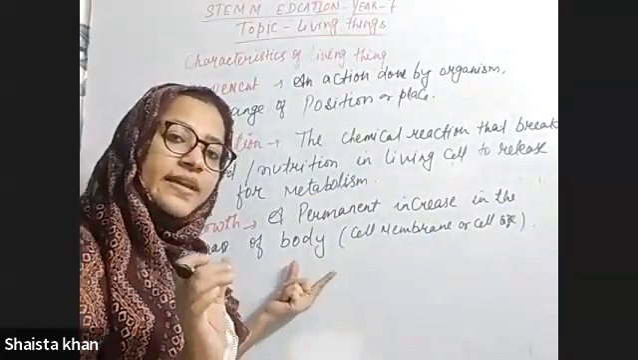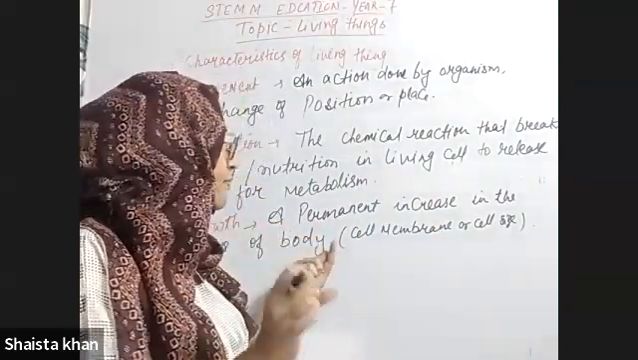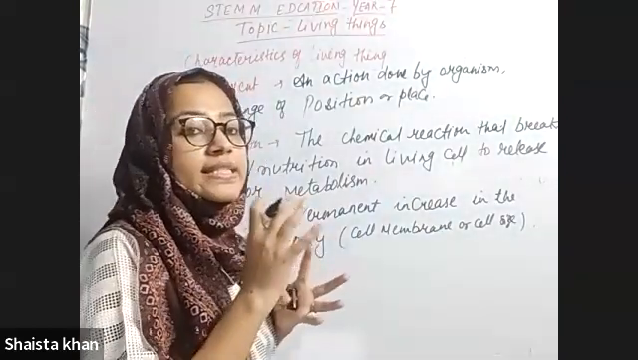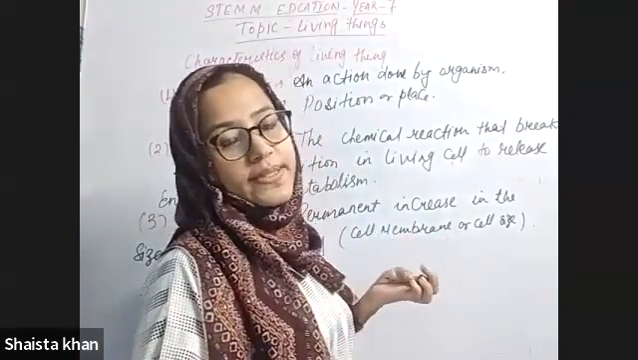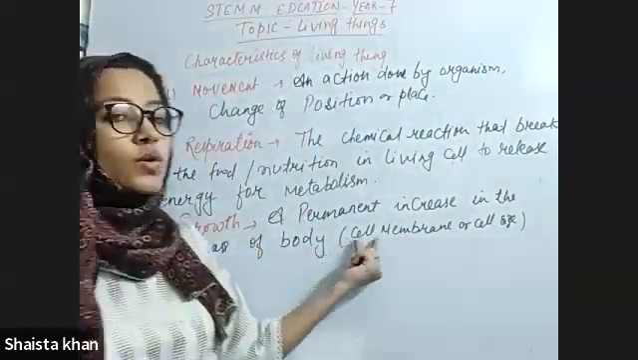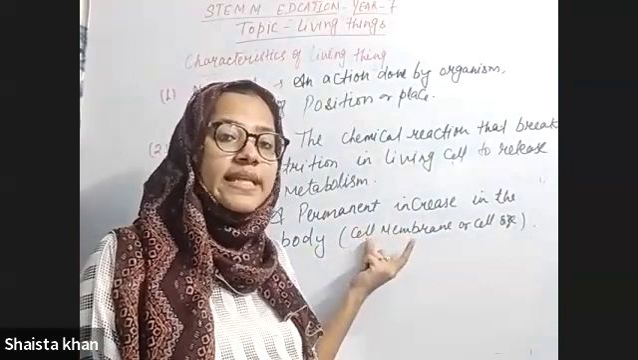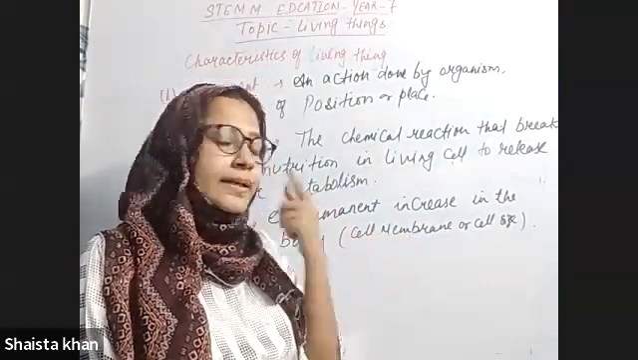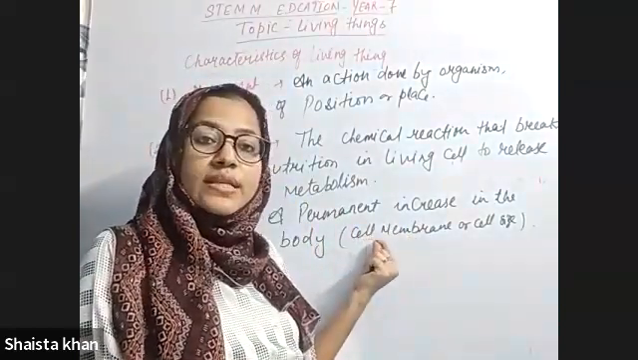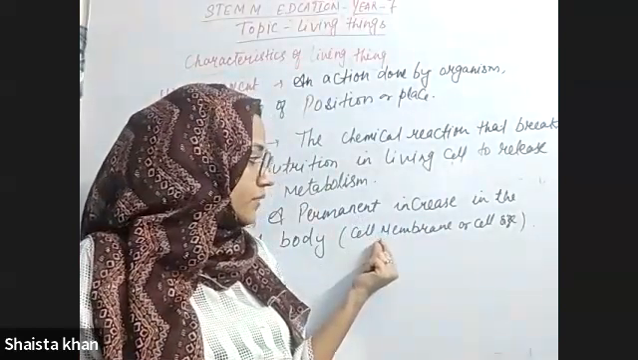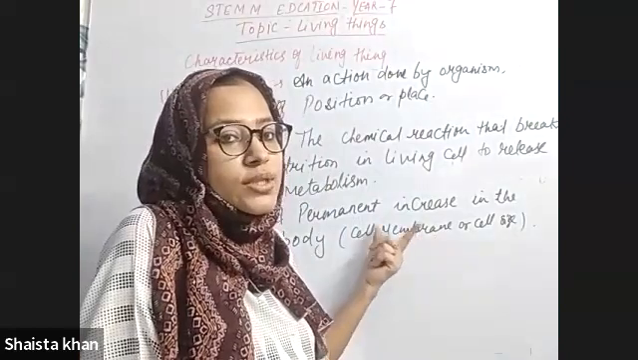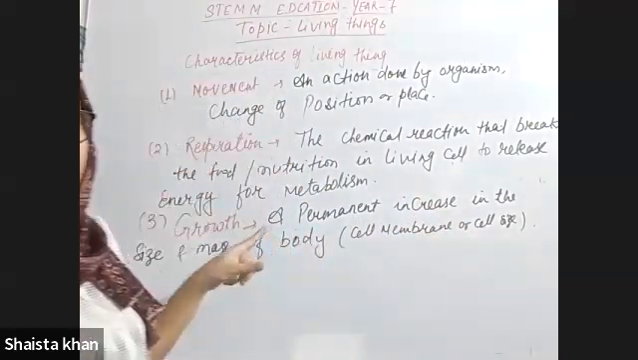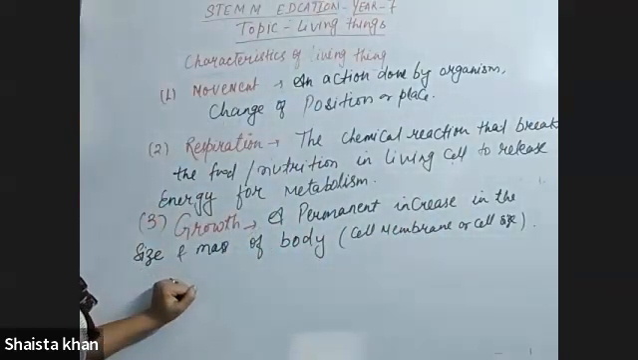So when the size and mass of the body is increasing, it means our body cells are also increasing, right? And we all know that our body is made up of cells. A plant is also made up of cells because a plant is also a living organism. Fine. These are the basic characteristics.